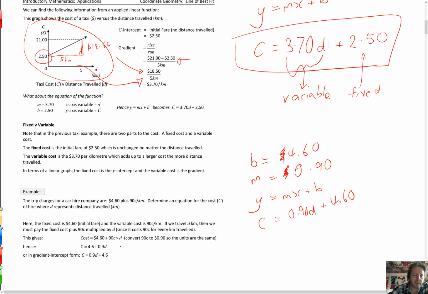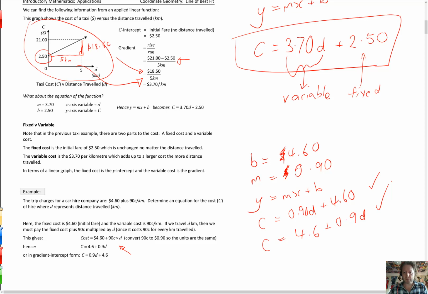Now, look at the way I've written it here. I've written it seemingly back to front. The point is it doesn't matter. 2 plus 3, 3 plus 2, it's the same answer. When you add things, it doesn't matter which order you put them in. But you might find it logical to not even use this y equals mx plus b method, just to think, well, the cost of getting into this hire car is $4.6 plus $0.9 times d. So for every distance I go in kilometres, I times the 0.9 by it. So both of these answers are the same thing. Okay. So hopefully that makes sense. How are we going to convert these sentences into equations? C equals 0.9d plus 4.6 or 4.6 plus 0.9d.